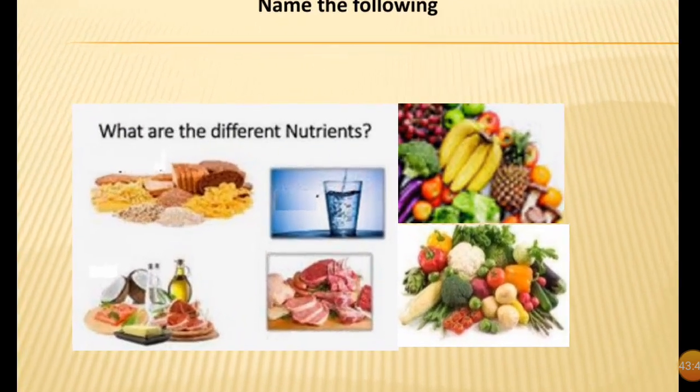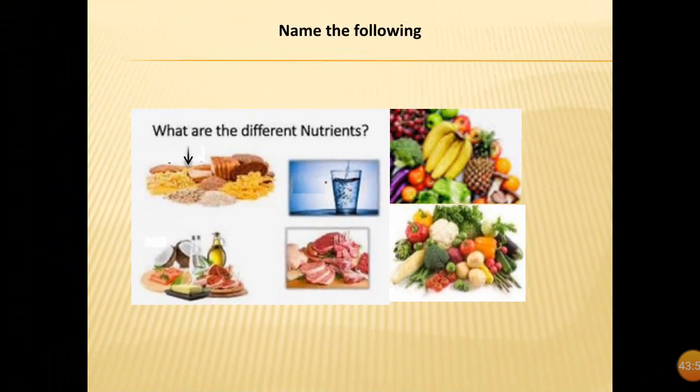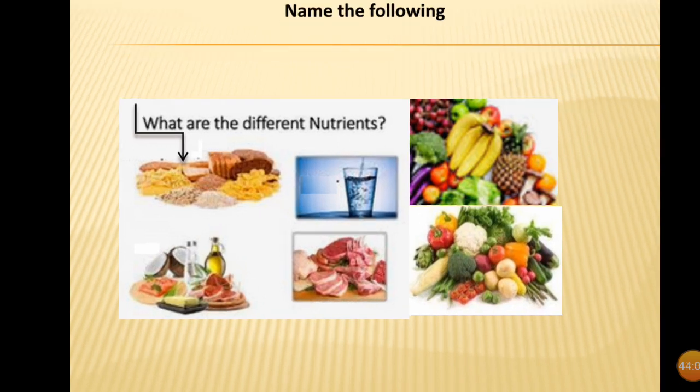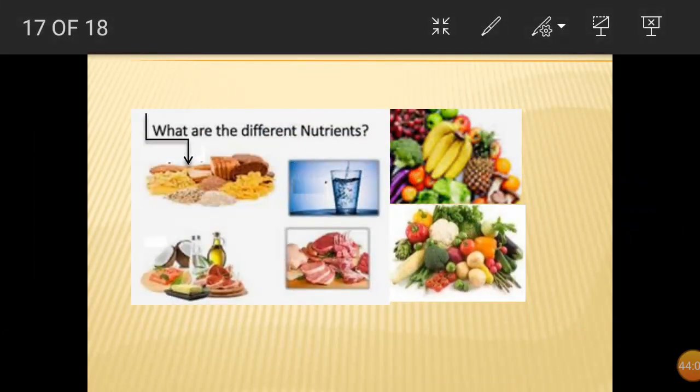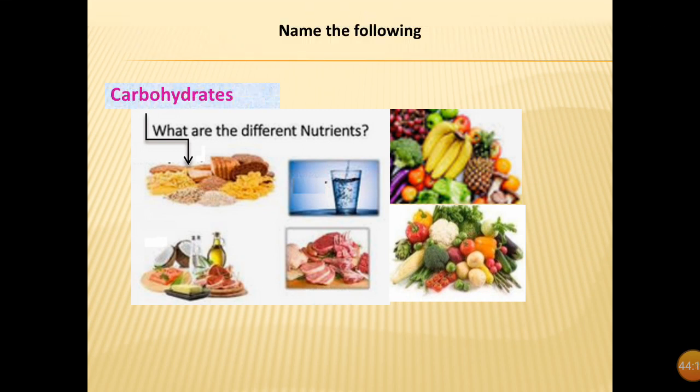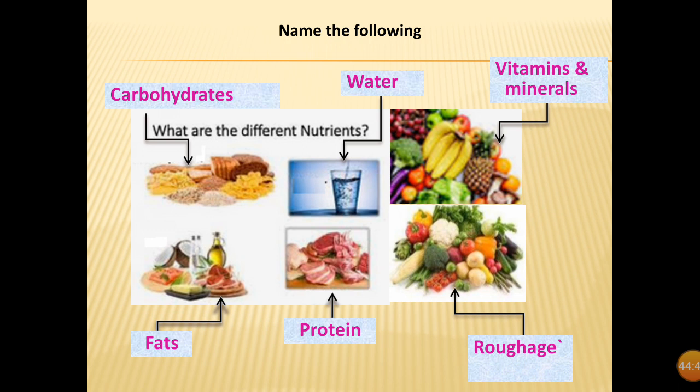Now, name the following. What are different nutrients? What is this? Tell me. Yes, this is carbohydrates. Then what is this? Everybody knows that this is water. Then fruits and vegetables mean vitamins and minerals, correct? Then oil, meat, that means fats. Then meat, fish, chicken, protein. And last one, it is roughage.